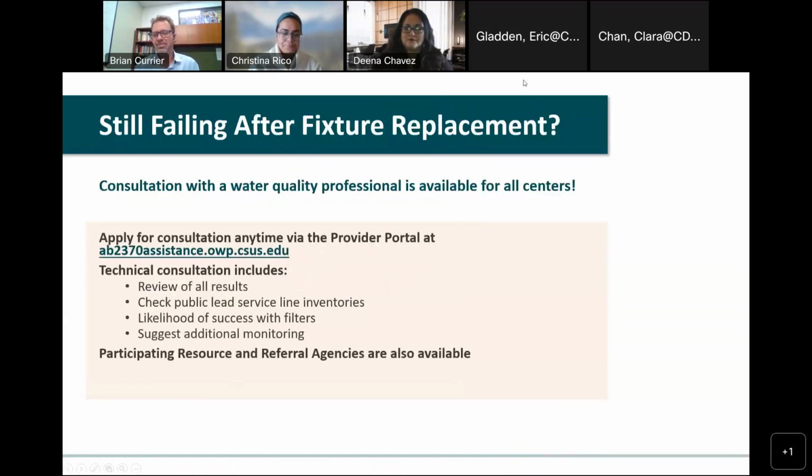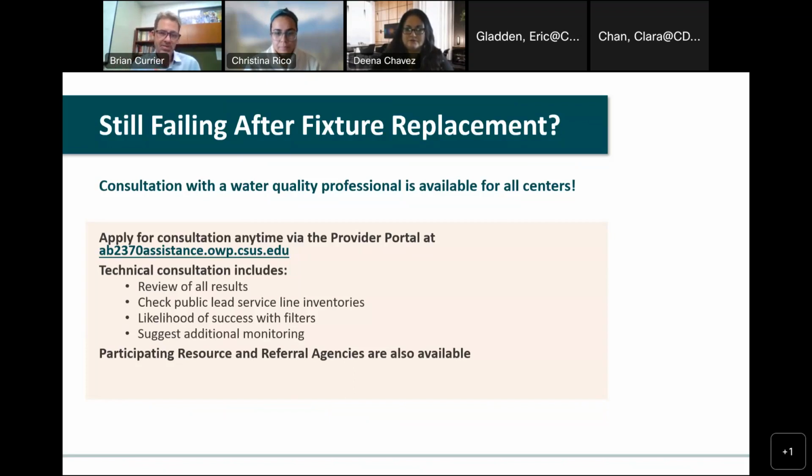All right, so what happens if we're still failing after fixture replacement? In rare cases, but it does happen, lead levels may still be too high after fixture replacement and other corrective actions. In these cases, the expertise of the grant team is available to all child care centers to assist with next steps. And again, the emphasis there is all. We don't have to do the testing or fixture replacement. If you've tested on your own and you still have an exceedance, we would be happy to talk you through further options.